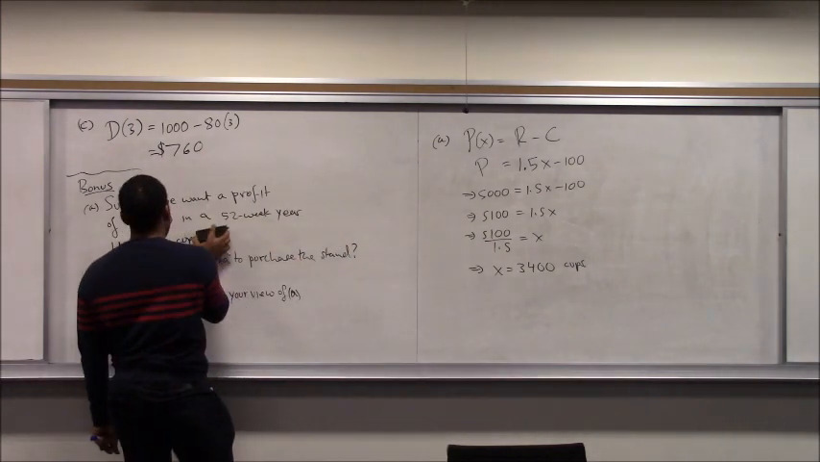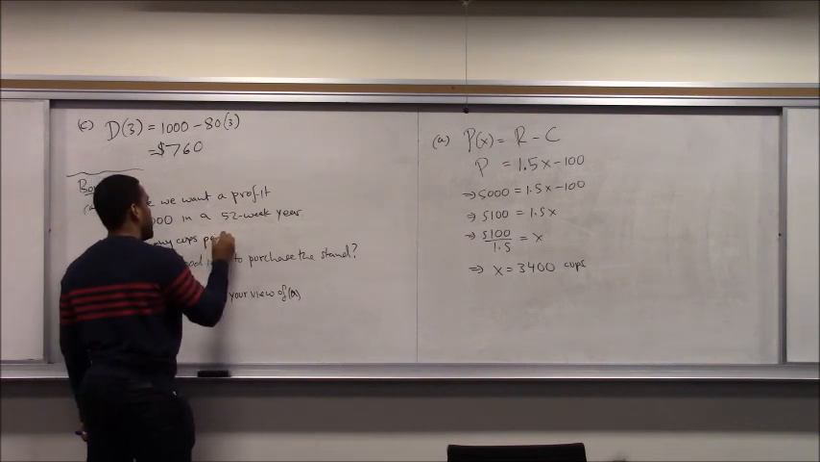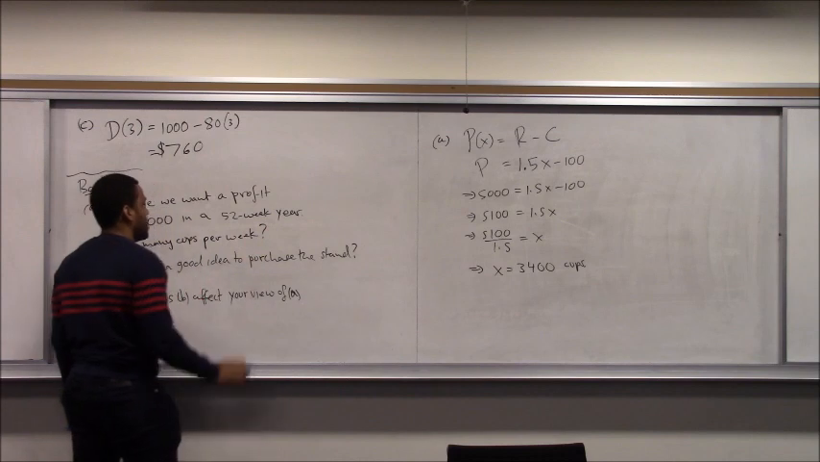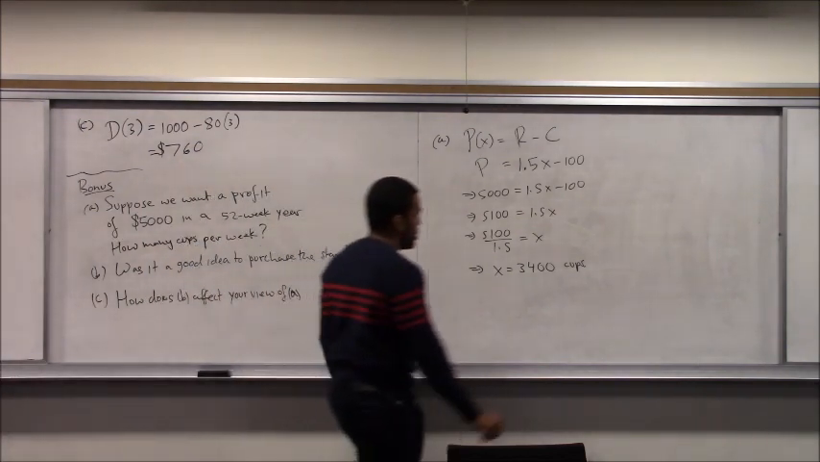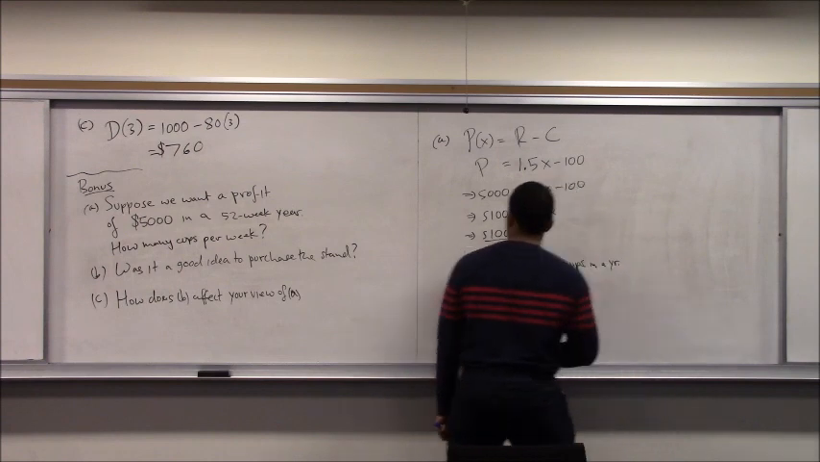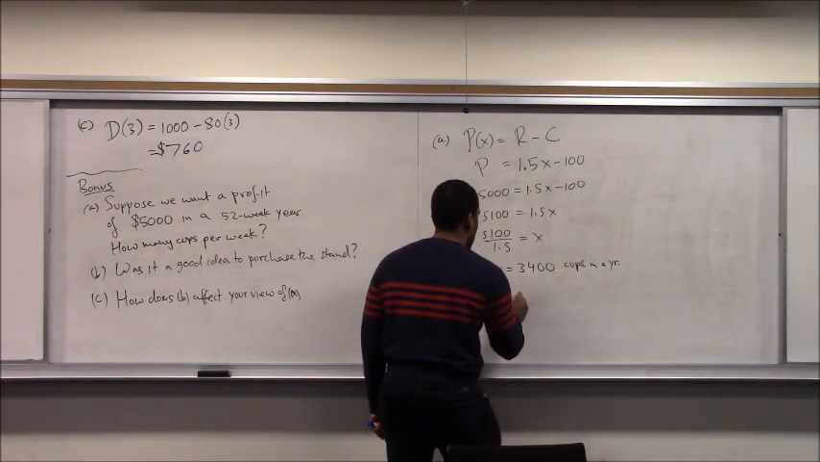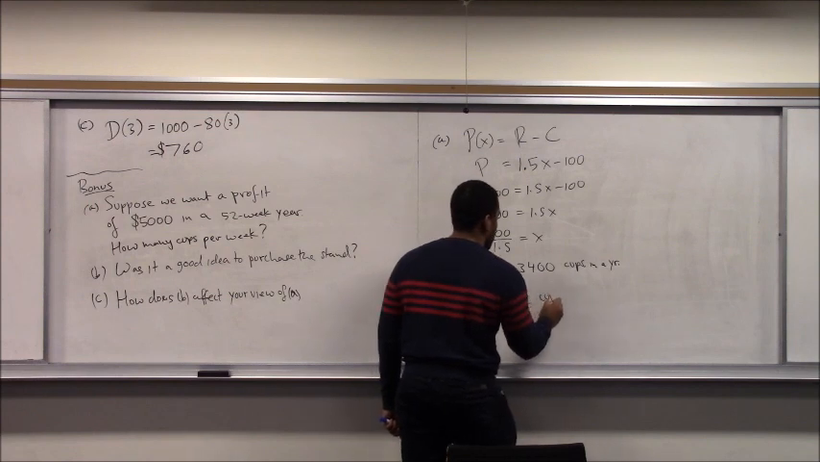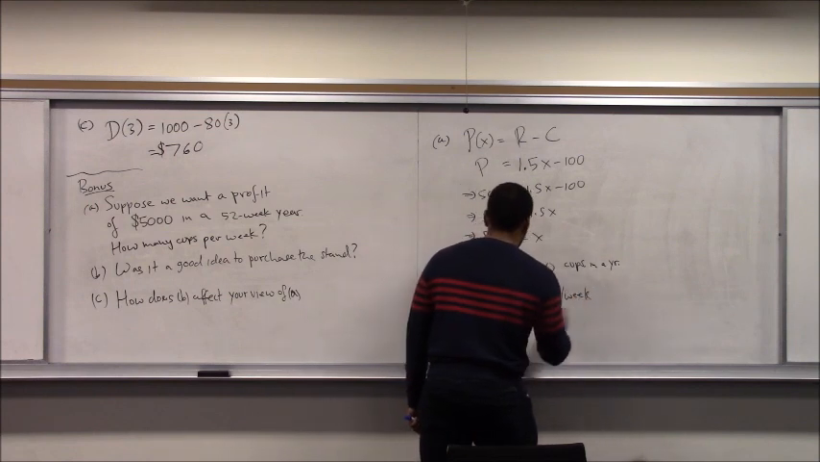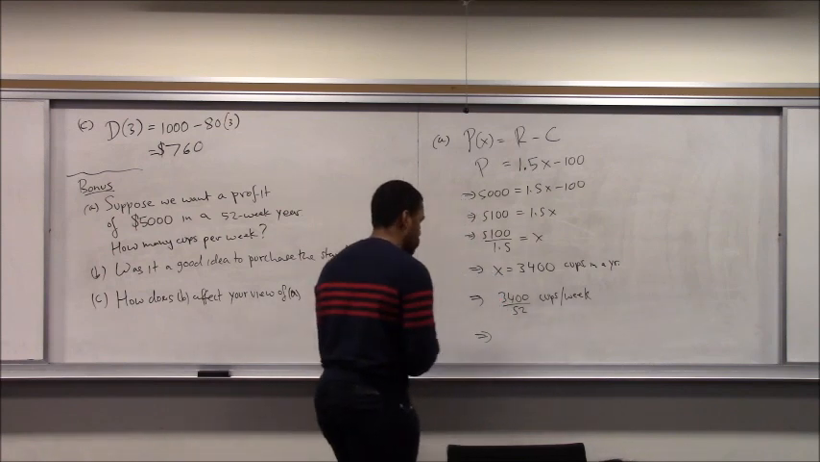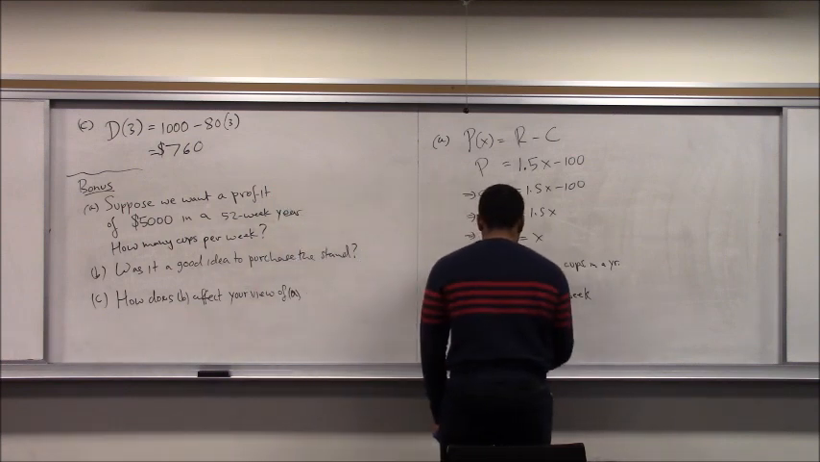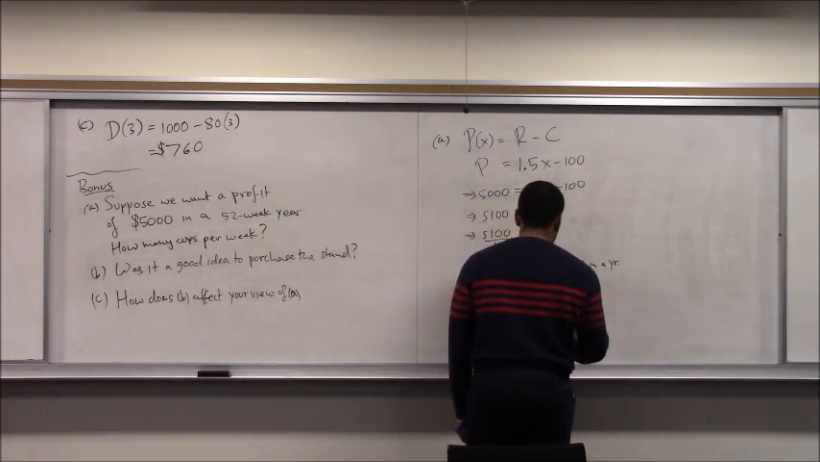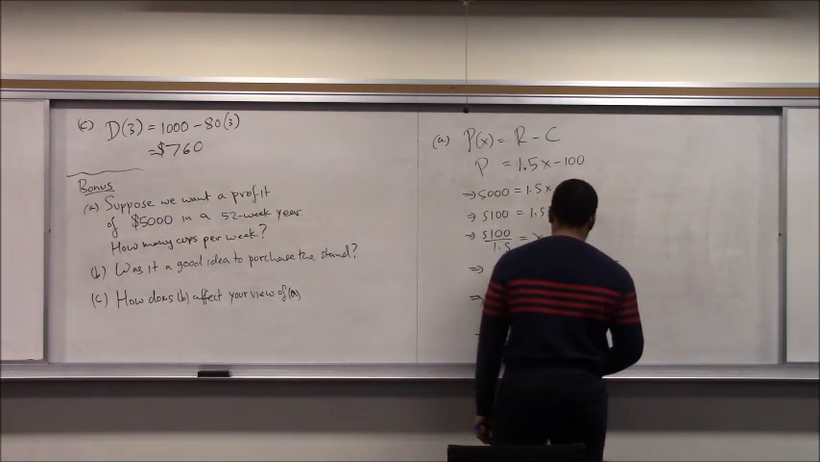What about per week? That was the original question. In a 52-week year, want to make 5,000. So this was cups in a year. This means we need 3,400 over 52 cups per week. What is that? 65 cups per week.